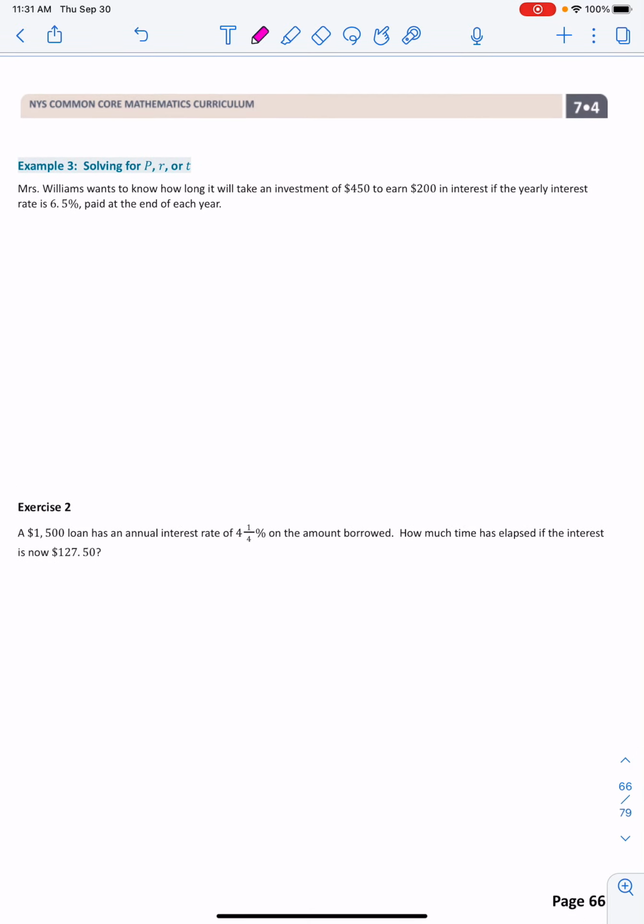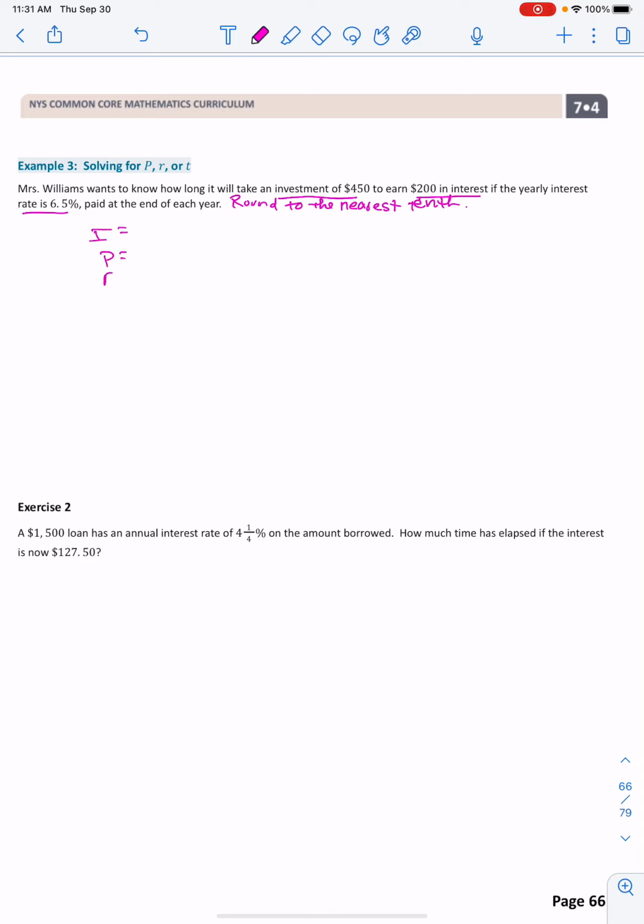So now, our next question is Mrs. William wants to know how long it will take an investment of $450 to earn $200 in interest if the yearly rate is 6.5% per year. Now, the one thing I am going to do here is I'm going to round to the nearest tenth.